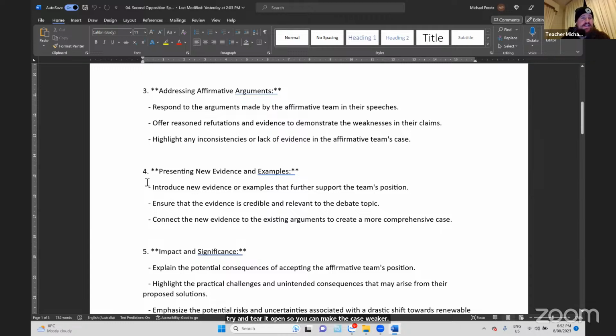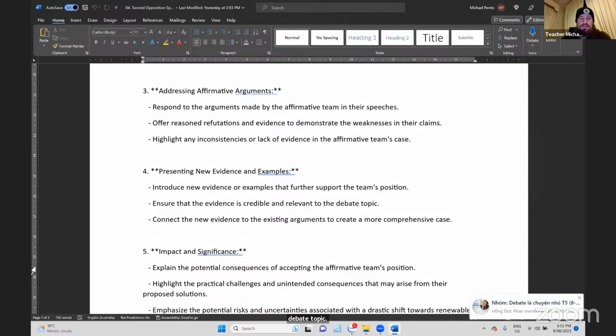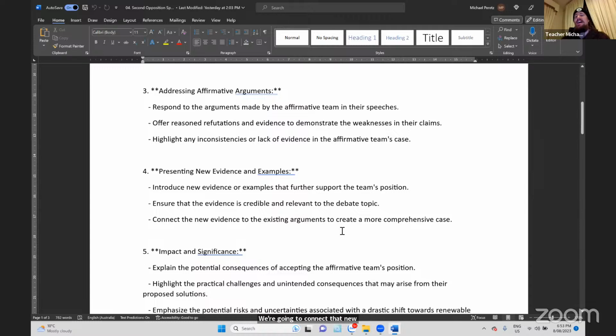Next, we want to add some new evidence and some examples. So we'll introduce some new evidence to make our team's case stronger. We're going to make sure, of course, that the evidence is credible and that it's relevant to the debate topic. So make sure that it comes from somebody that people are going to believe, and that it has something to do with the topic. We're going to connect that new evidence to the existing arguments, again, just to make our case stronger and stronger.